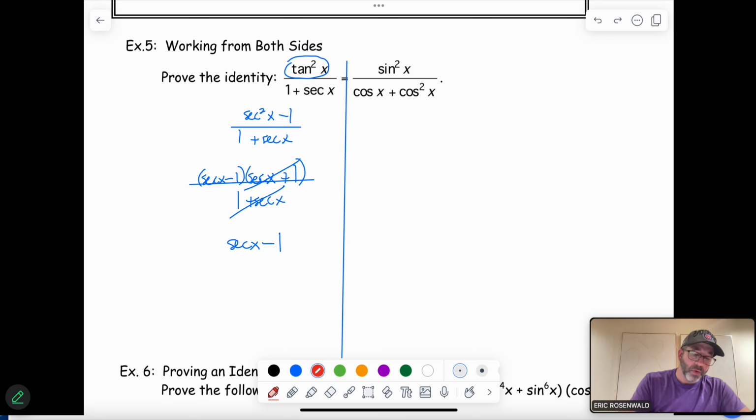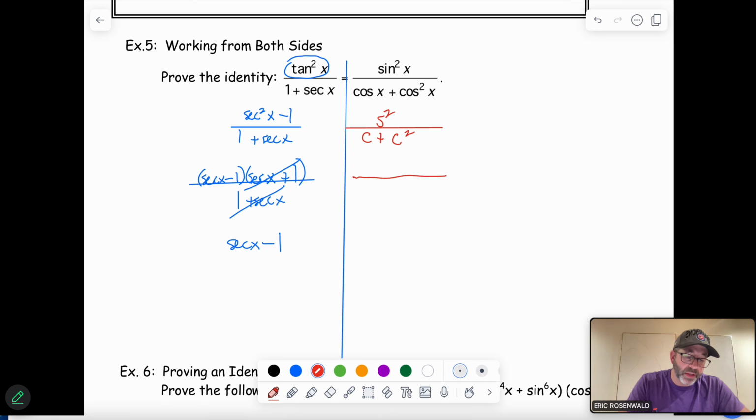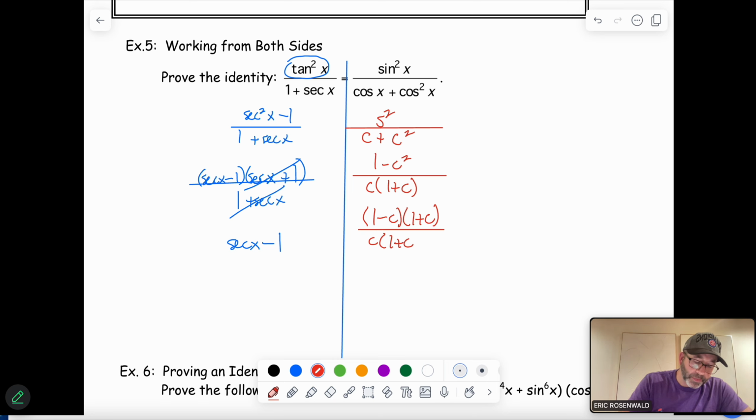What if I went on the right side and said, well, we have an s squared over here, and we have a c plus c squared on this portion. Let's take that sine squared and convert it over to what we know. We know that sine squared is the same as 1 minus c squared. And on the denominator, we have c times 1 plus c. So I can simplify that top part and make it 1 minus c and 1 plus c divided by c times 1 plus c.